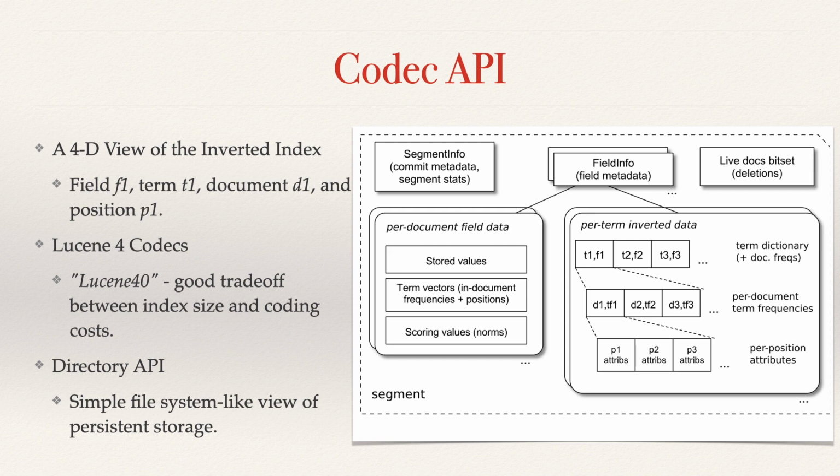The paper also highlights the codec implementation in Lucene 4, which is called Lucene 40. Lucene 40 provides a good trade-off between index size and coding costs. There's also a directory API for storing these codecs into a simple file system-like view of persistent storage.